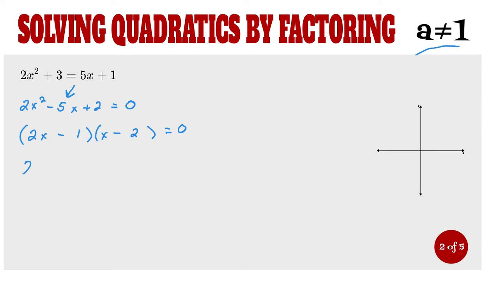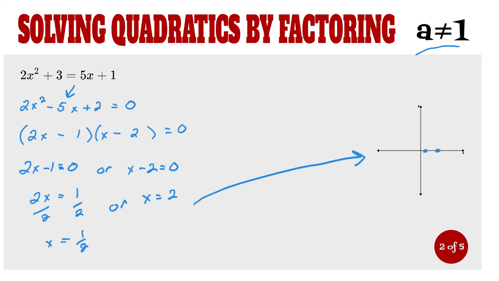And now I'll set each side to 0. So 2x minus 1 equals 0, or x minus 2 equals 0. 2x equals 1. Divide both sides by 2. And x equals 1/2. On the other side, x equals 2. So I've got positive 1/2 and positive 2. And again, the whole point is to find the two x-intercepts.